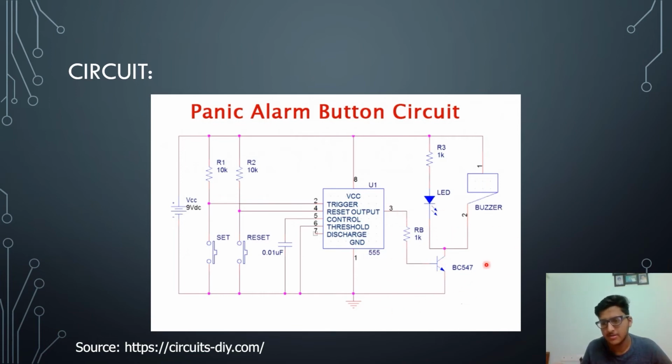And here is the transistor BC547 which we are using. Basically the role of the transistor is to play as a switch in between, and thus it cuts off the circuit when the signal is not high, and thus it restricts the signal. Only when it's high, the signal will run and the LED and buzzer will be activated.